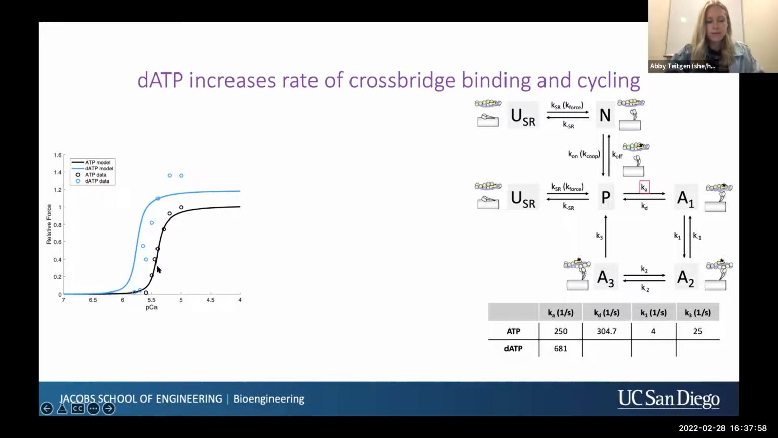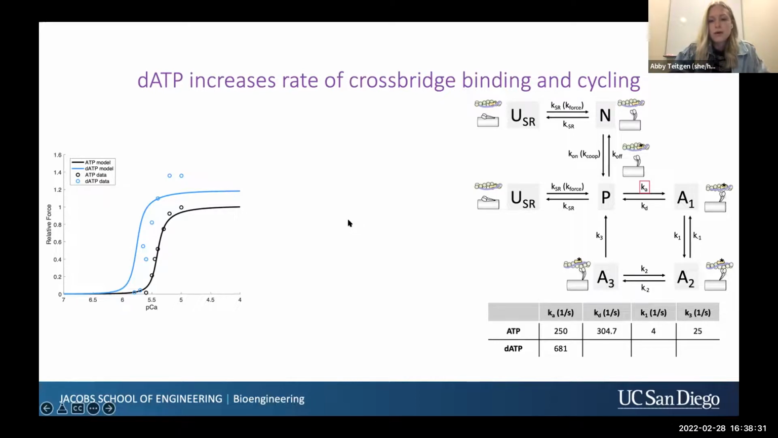So the open circles are experimental data for ATP and dATP force-pCa curves. And then the solid black line is our model prediction. So this was, again, optimized to match the wild type data. And then when we increase Ka based on the Brownian dynamics data, we get this blue curve. So you can see that it shifts to the left. So we have increasing calcium sensitivity, meaning that we get more force at the same level of calcium. And overall, we get an increase in steady state force, but not quite to the extent that we saw experimentally.